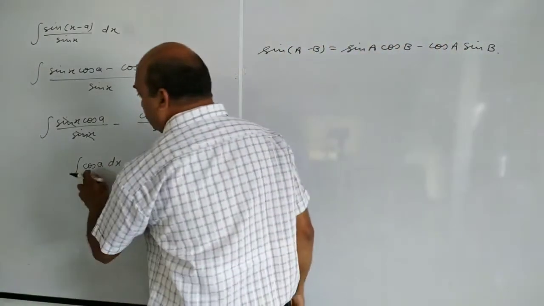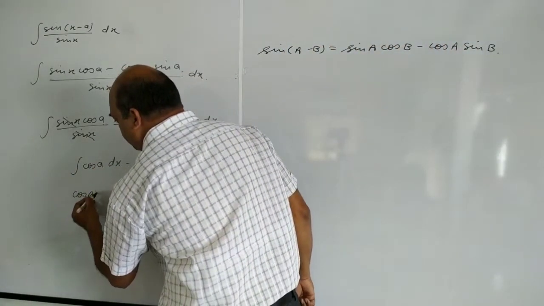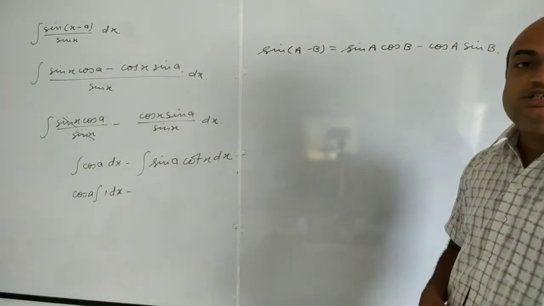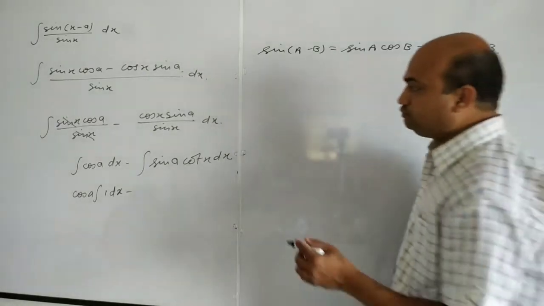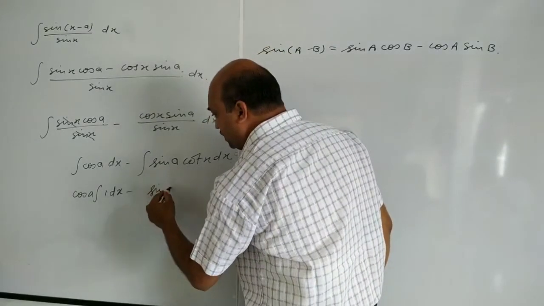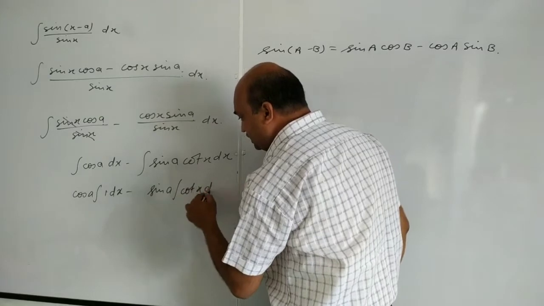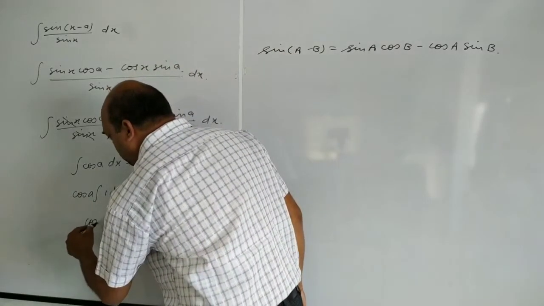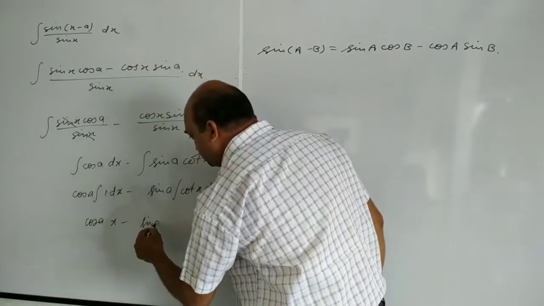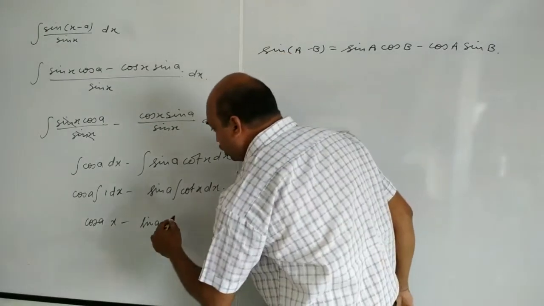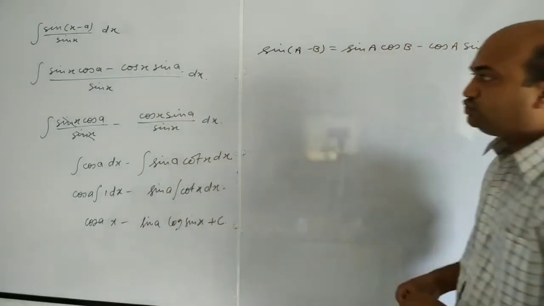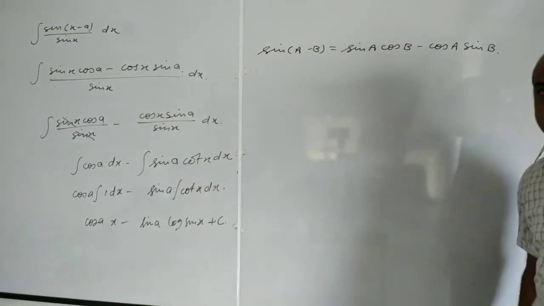You see, this cos a is constant. We can take it out of the integration because cos a is free from x, that is, it is constant. And from here also sin a we take out, and it will become cot x dx. This cos a we write same, and integration of 1 is x, minus this sin a same, and integration of cot x is log sin x, plus we add a constant c.